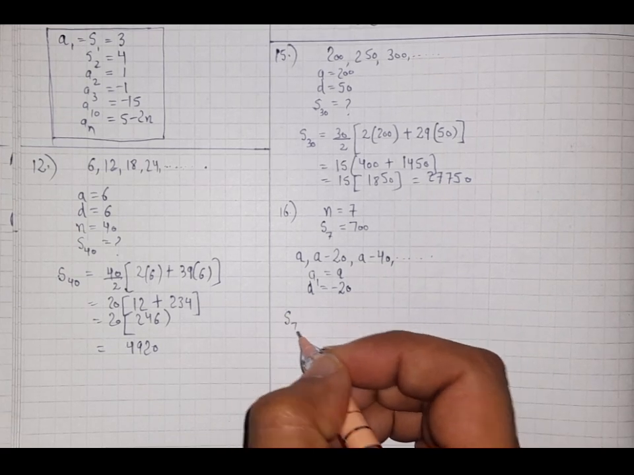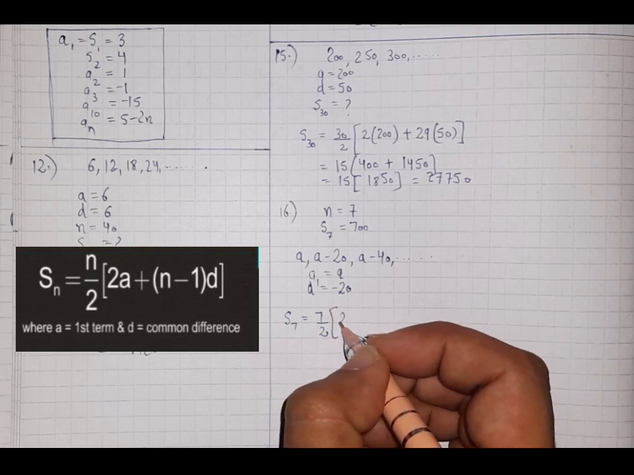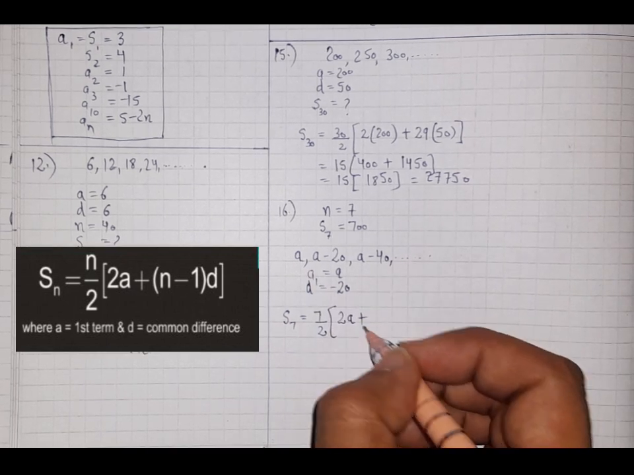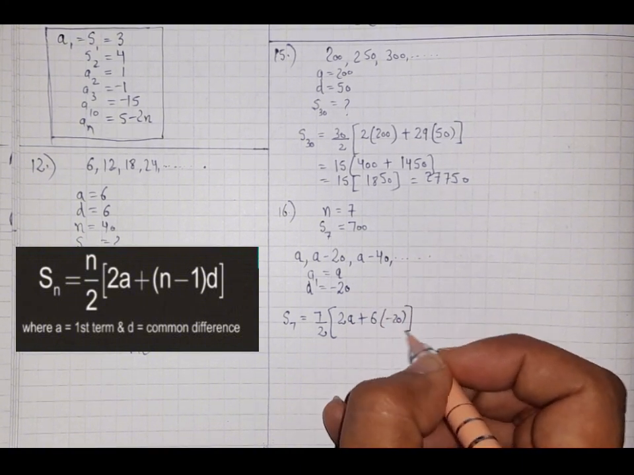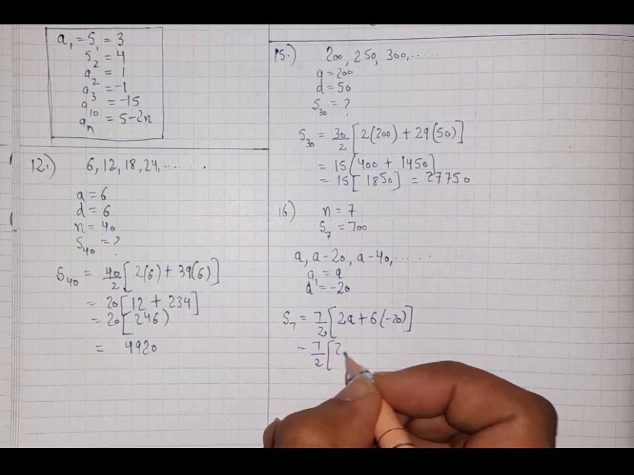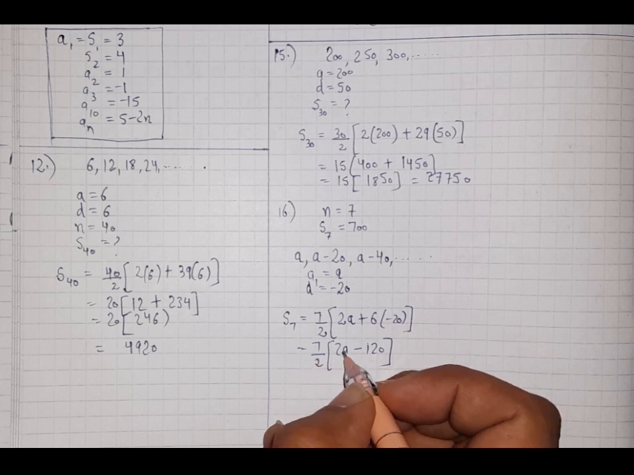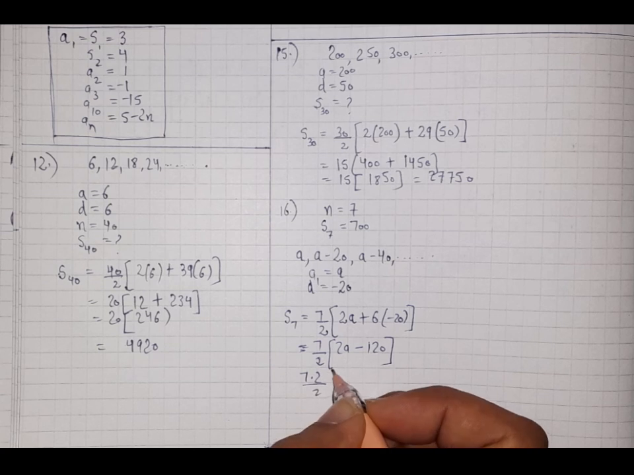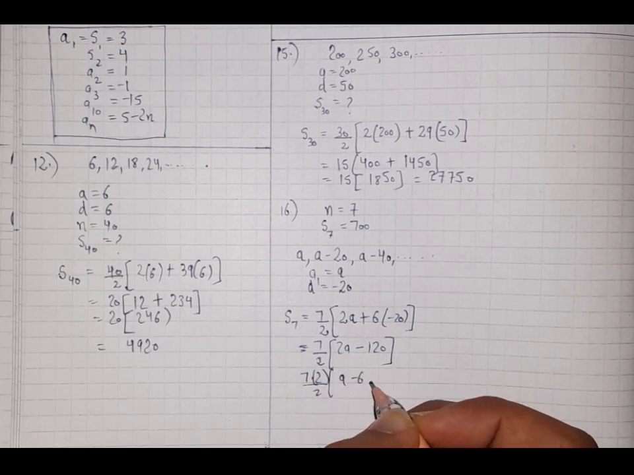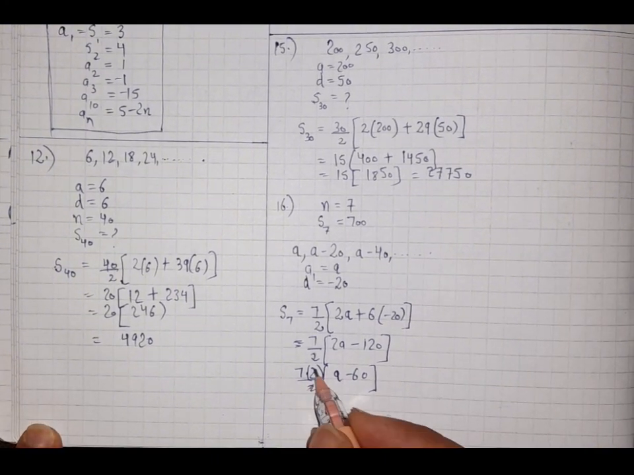Now from S7 we have n upon 2, that is 7 upon 2 into 2a plus n minus 1, that is 6 into d. d equals minus 20. 7 upon 2 into 2a plus 6 into minus 20, that is minus 120. After taking 2 common we have 7 into a minus 60, that is 7 into a minus 60.